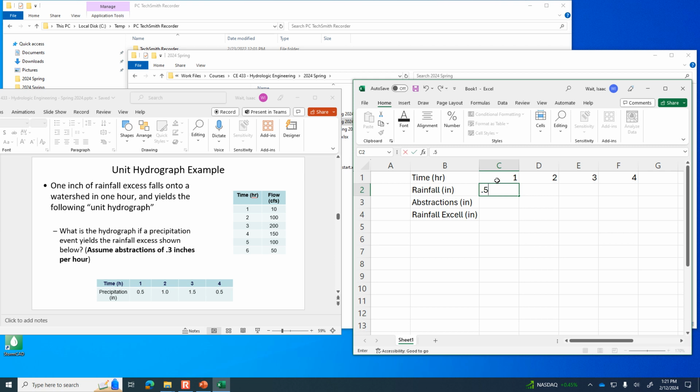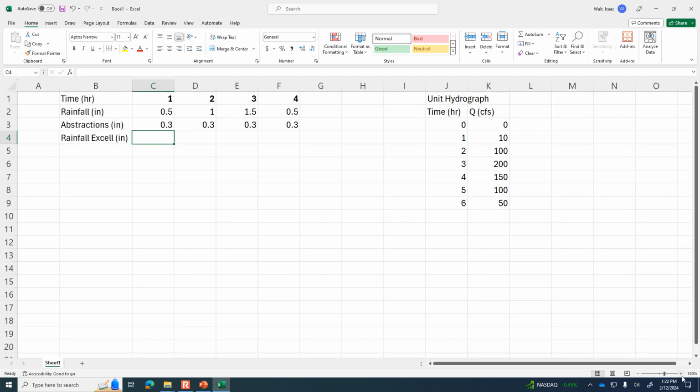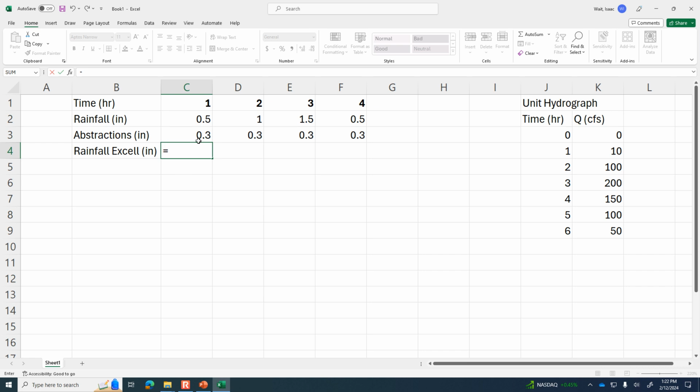So the rainfall is, first there's half an inch of precipitation, 1 inch of precipitation, 1.5, and 0.5. I'm just going to underline bold it. All right. The abstractions are constant at 0.3 inches during each hour increment, and so the rainfall excess will be the difference between the two. Okay, so the rainfall excess is the rainfall amount minus the abstractions. Okay, so that means in the first hour there was 0.2 inches of rainfall excess. In the second hour there's 0.7, and the third 1.2, then 0.2.